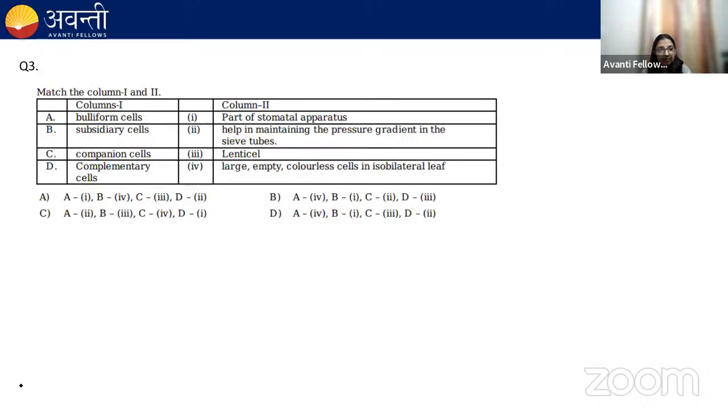Question number 3. Match the column 1 and column 2. Column 1 contains bulliform cells, subsidiary cells, companion cells, complementary cells. Column 2 is part of stomatal apparatus, help in maintaining the pressure gradient in the sieve tubes, lenticels, large empty colorless cells in isobilateral leaves. What do you think the correct option will be?